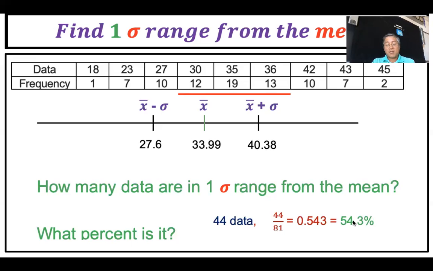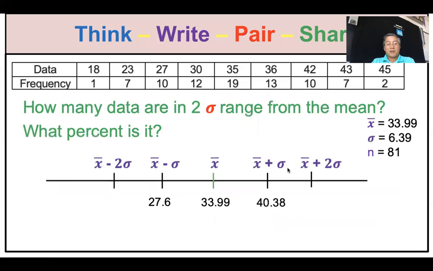You understand, right? Sometimes we want to know the two standard deviation range. I want you to think about it by yourself. How many data are in the two standard deviation range? Now you know what to do, right? From the mean, you subtract 2 times the standard deviation, and you get the value here. And then also here, you add 2 standard deviations. So can you do it by yourself? Okay, let's stop here.